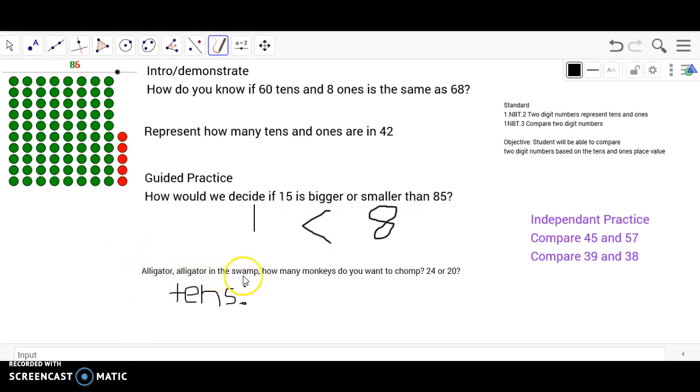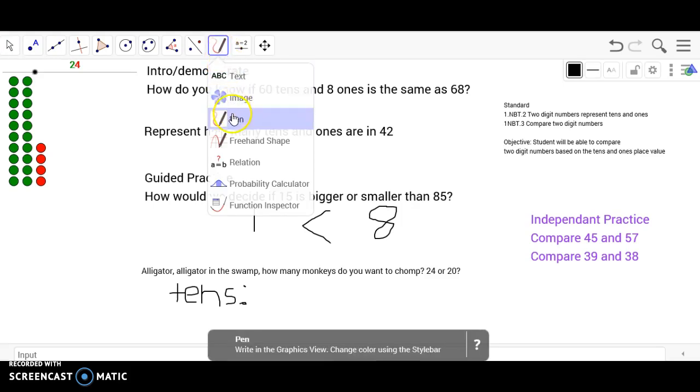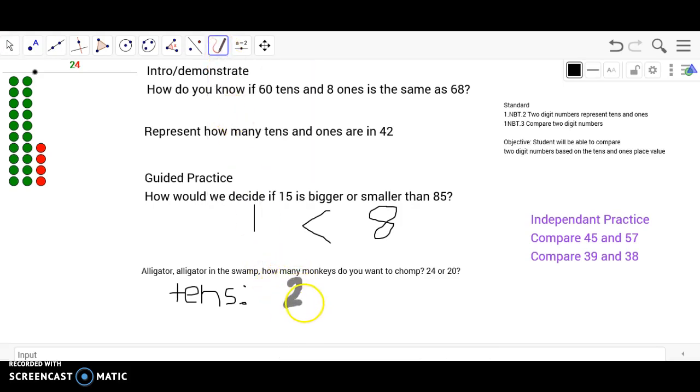Alligator, alligator in the swamp. How many monkeys do you want to chomp? 24 or 20? Where do we look first? The tens place. So let's make 24 on our slider. How many tens are in the number 24? 1, 2. 2 tens in the number 24. That makes 20.